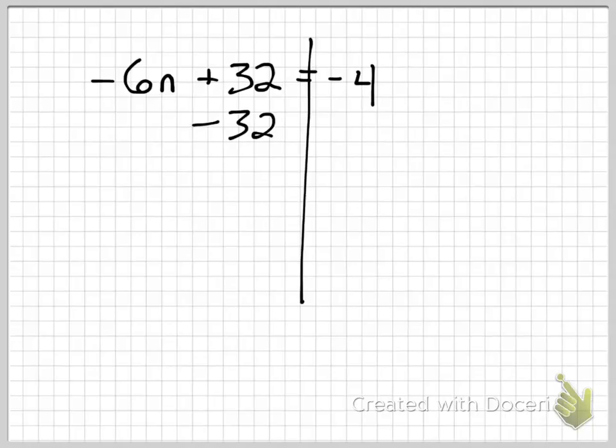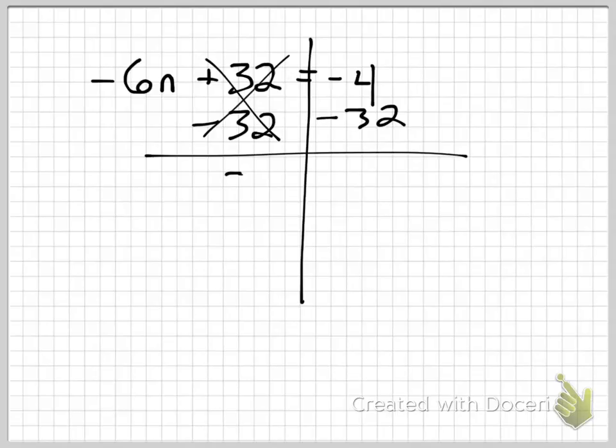Now what? Good, perfect. Minus 32 over here too. Very nice. They're gone. That leaves me with negative 6n and equals. This is the hard part. And it's not hard. I have negative 4 minus 32. If you took the negative chips, I had 4 negative poker chips out there. And now what else do I got out there? 32 more negative poker chips. What do I got on the table? 36 negative poker chips, right?